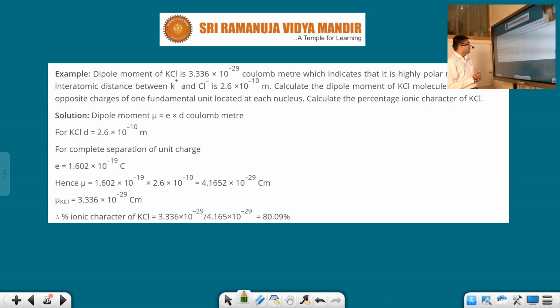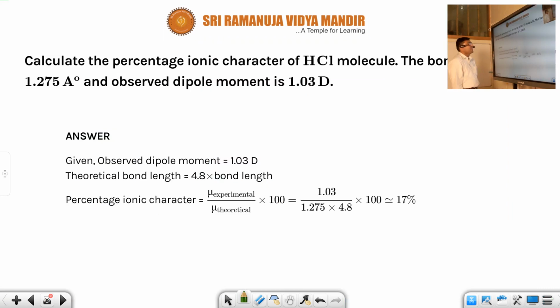I have given a good number of examples. You can have a look. So you can find the percentage of ionic character. 80% in KCl. KCl is K plus and Cl minus. So naturally it will be more, because 3.0 is chlorine and 0.9 is potassium. So naturally it is an ionic bond only. That's why more ionic character will be there.